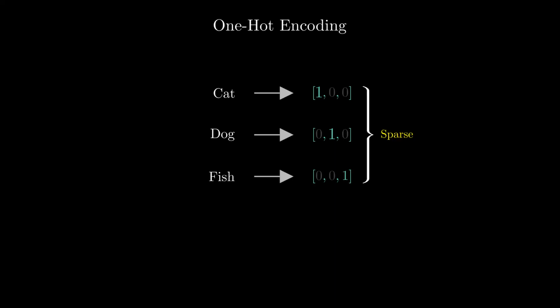Mathematically, they don't overlap at all. Even though we know cats and dogs are both pets, to the computer, these vectors are completely unrelated. They are orthogonal. There is no shared meaning here, just rigid indexing. To solve this, we need a way to capture relationships, not just positions.